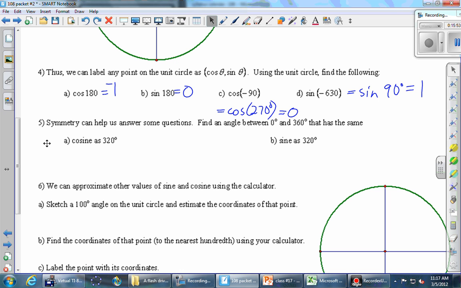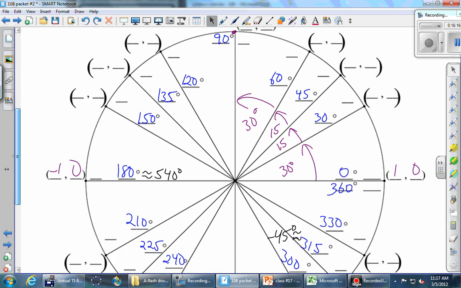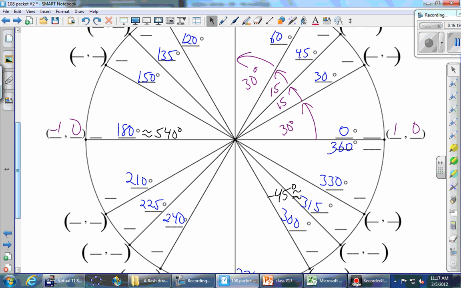Okay, number 5, Chris. Okay, so let's go back to our unit circle. 320 degrees lives in which quadrant? You guys know the numbers of the quadrants? Maybe we haven't mentioned it. Yeah, so the quadrants go like this. That's quadrant 1. This is 2. Here's 3. Here's 4.